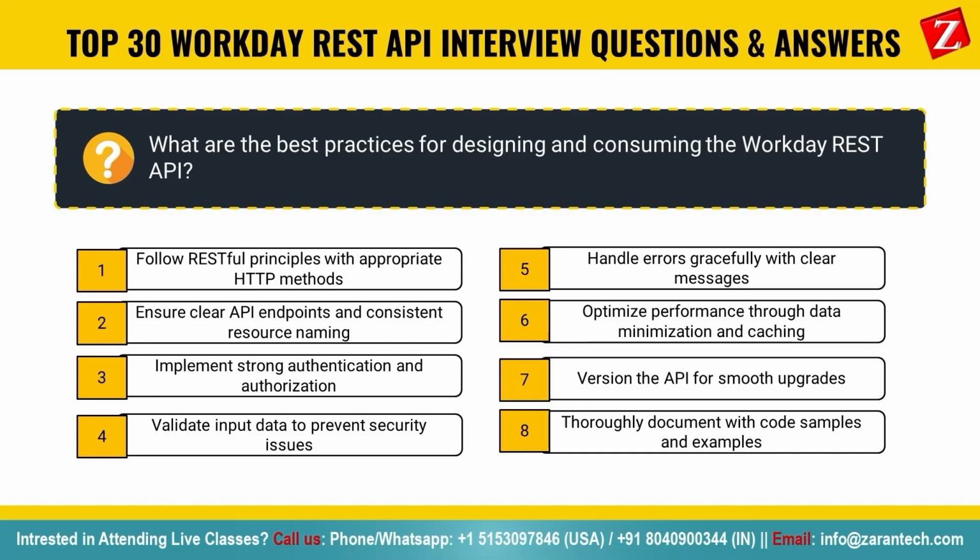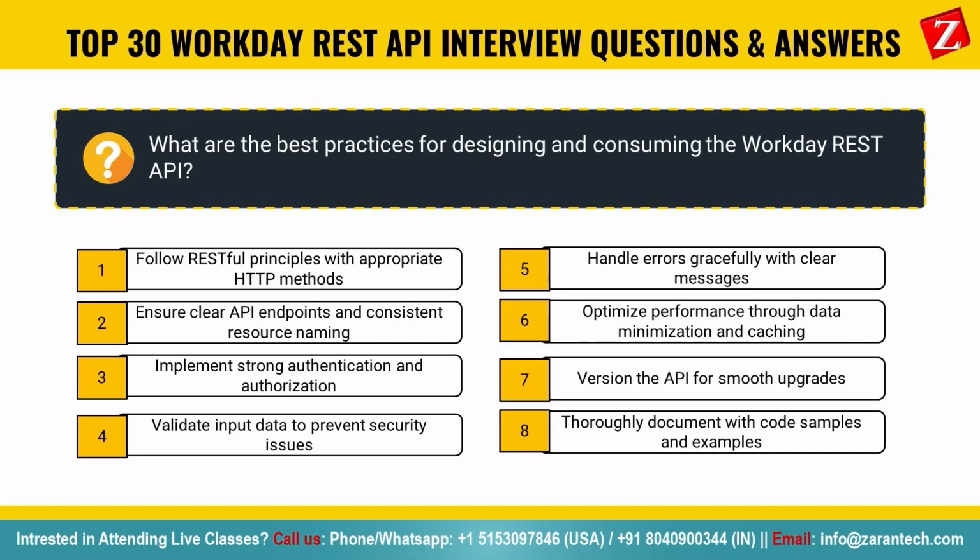Handling errors gracefully with clear messages is crucial for a positive developer experience. Instead of cryptic error codes, provide descriptive messages that help developers troubleshoot issues quickly. For example, if there's an authentication failure, the API could return a clear message like "invalid credentials" instead of a generic error code, making it easier for developers to identify and resolve the issue.